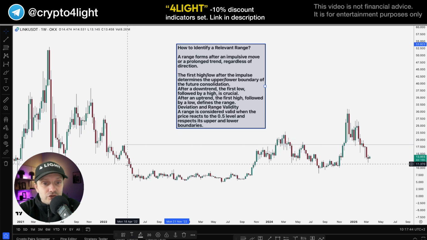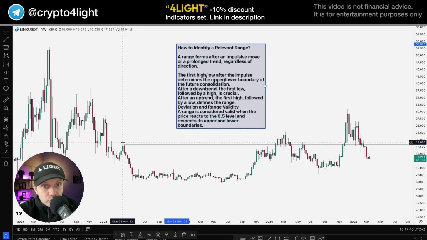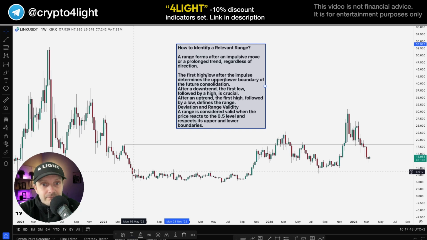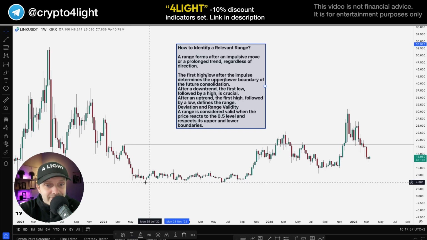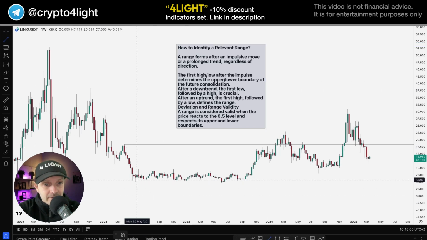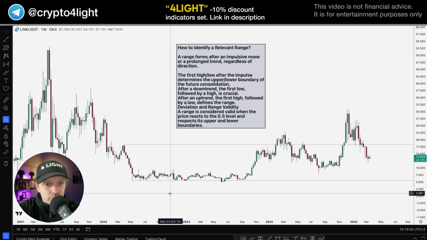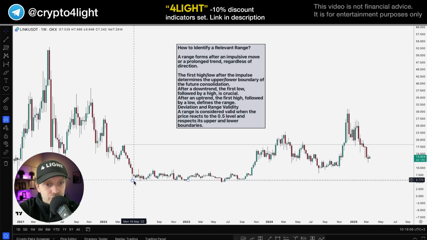So this was a trend movement, pure trend, impulse. The first high or low after the impulse determines the upper or lower boundary of the future consolidation. So this is a main key point. So let's mark it, this one. So we drop, right? Impulse, drop. We identify the key point, a lower key point. After the downtrend, the first low followed by a high is crucial.